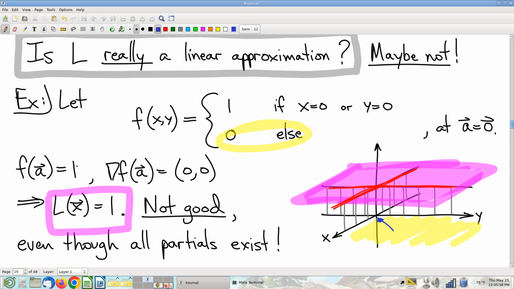The, quote, linear approximation that we've written down here, its values are 1 the whole way towards the origin. This is not doing a good job of approximating the function. Does everybody see where this stinks? Right? This is unacceptably poor. We can't in good conscience call this a linear approximation of the function.